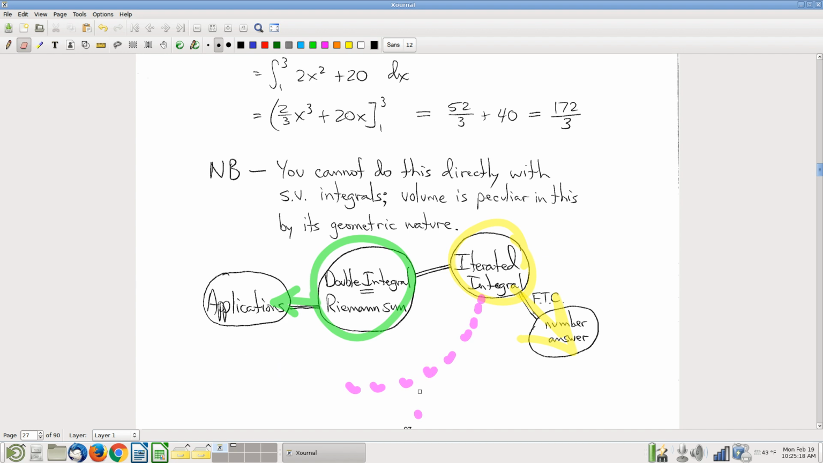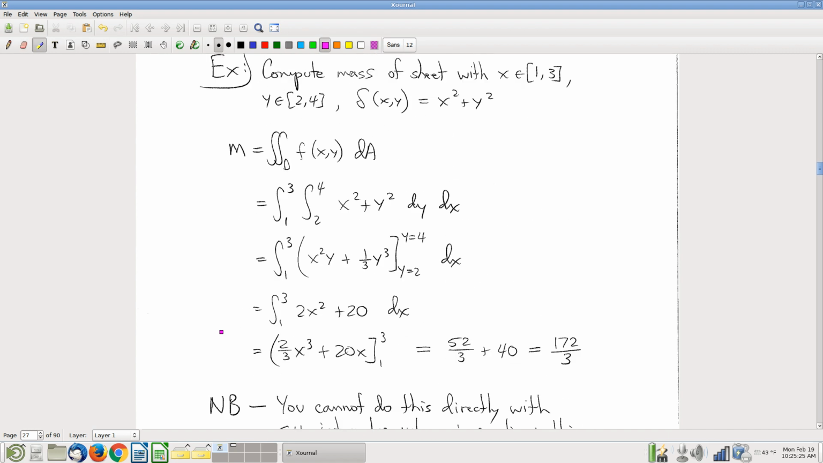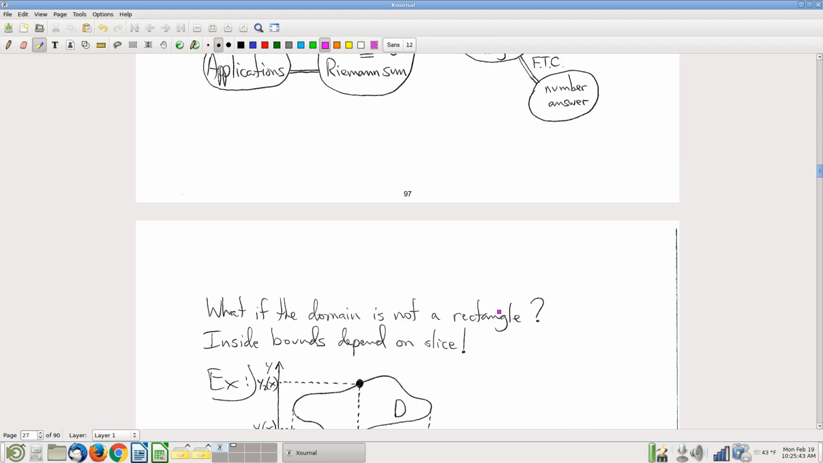So both of these notions, iterated integrals and double integrals, are really important. Make sure you show that when you do these calculations. Make sure you show the double integral, right? And then, of course, it's going to be hard to not show the iterated integral, because that's what you're going to be applying the fundamental theorem to. Okay, so that's where we left off last time.